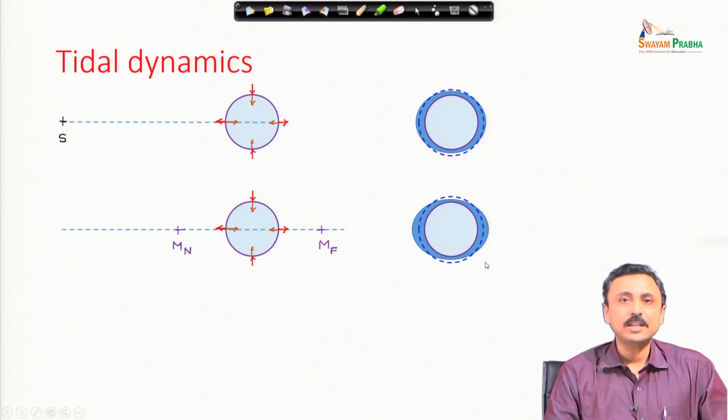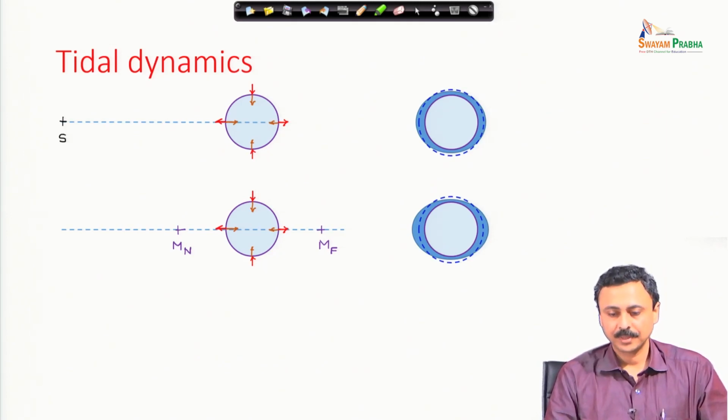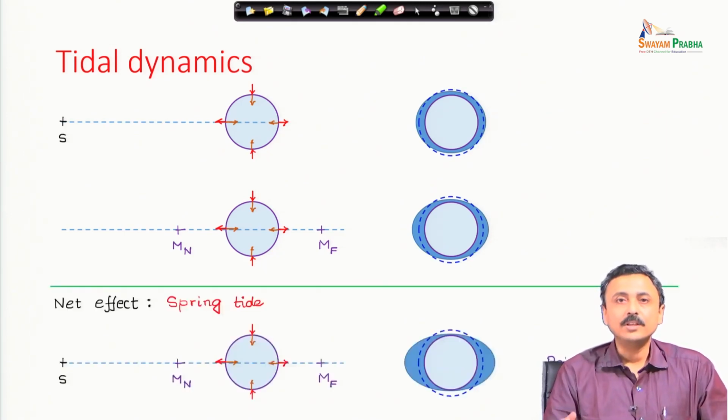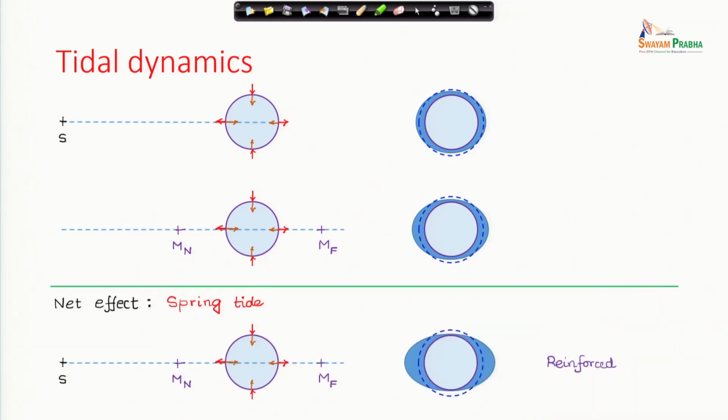And because of the nearness of the moon to the earth, the tidal bulge is more due to the moon. Moon has a greater effect on the tides. Therefore, the net effect of sun and moon taken together is a very large equatorial bulge, because both of them will reinforce the high tide. This is called the spring tide. The net effect is something called a spring tide, a very high tidal bulge or a very low tide.